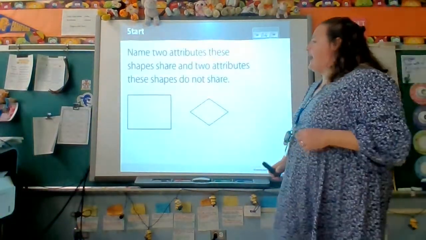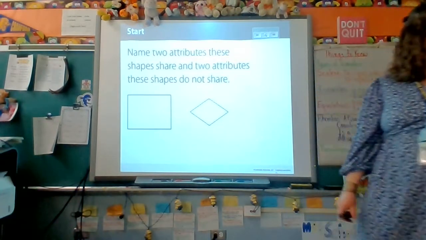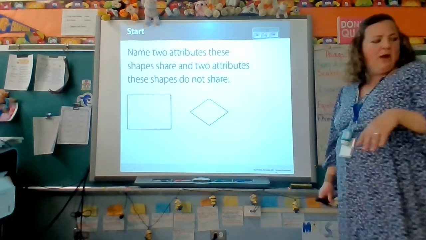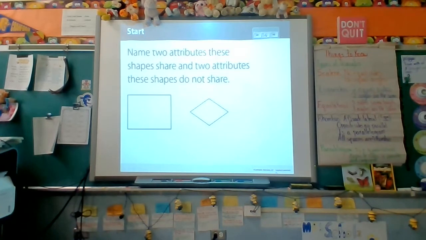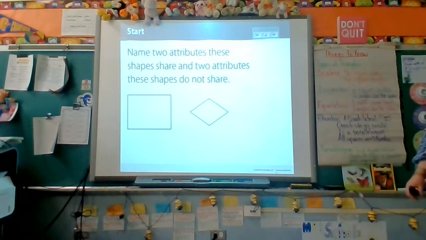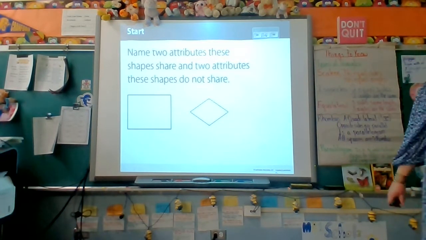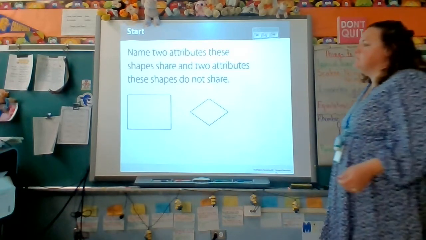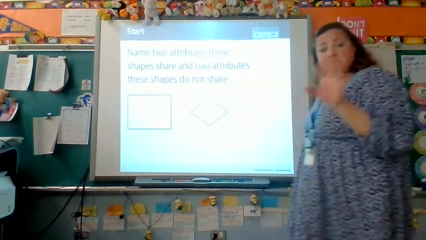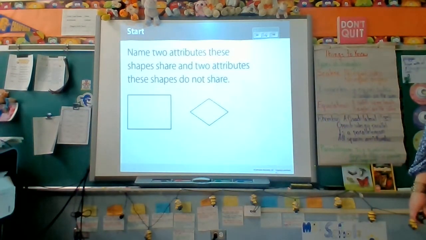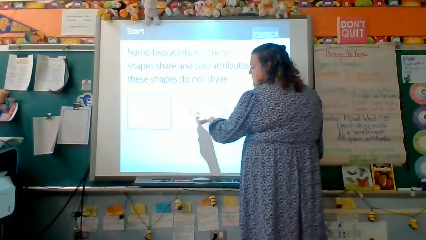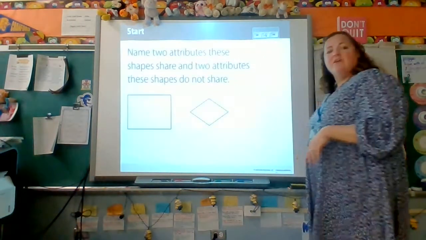Let's look at these shapes. Here we go. I've got a square, a rectangle, and a rhombus. So it's asking me to name two attributes, a fancy word for characteristics, that these shapes share. What do I know? I know that they all have four sides. So that's an attribute that they share. Well, if they have four sides, that means that they have four interior angles. Okay, so that's what they have in common.